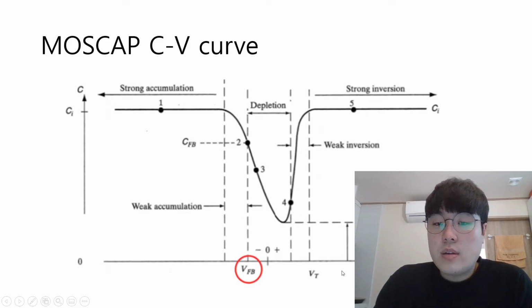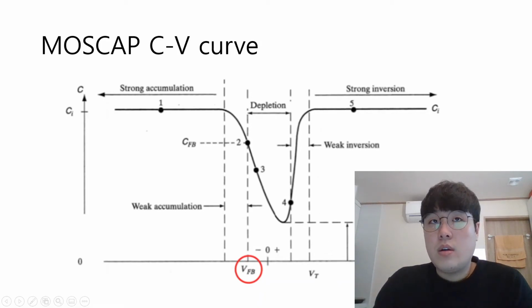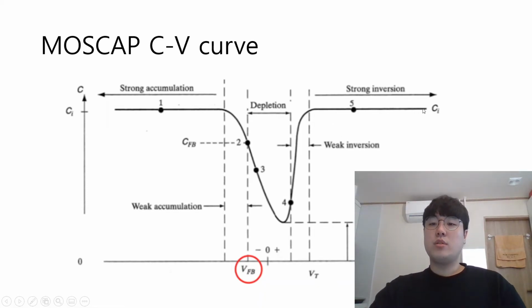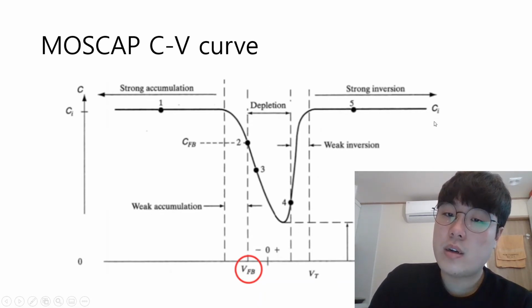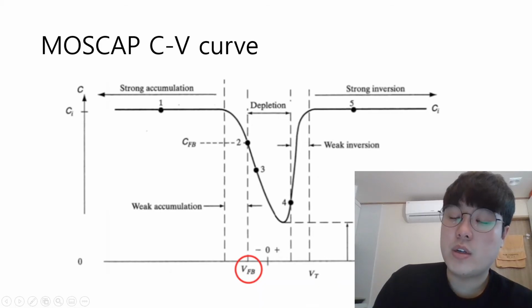But simply, I explain it like that. A strong inversion layer is generated, but we can see two ways for the capacitor value when we use high frequencies or low frequencies.